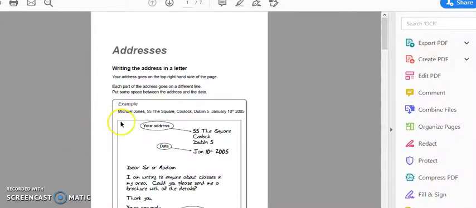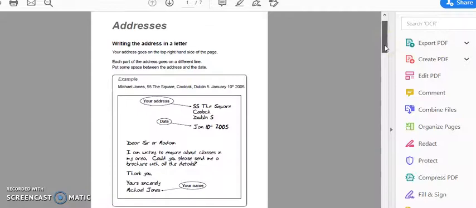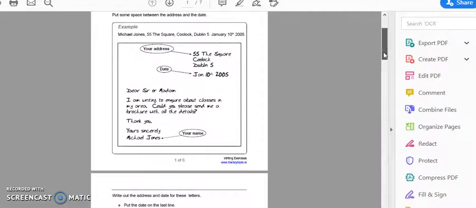Okay, so I'm going to send you two worksheets based on this topic. The first one you can see up here, it's called addresses. So it details how to write an address in a letter. So as you can see from the first page here, it starts off with addresses. Each part of the address goes in a different line and you can see it gives an example here. So we've got Michael Jones, 55 The Square, Coolock, Dublin 5. Your address over on the right hand side, the date just underneath, and then Dear Sir or Madam, and so on and so on.